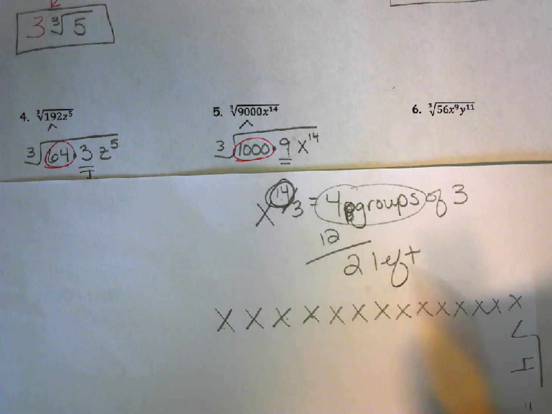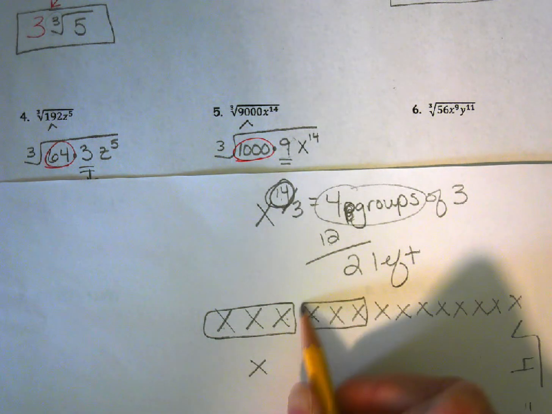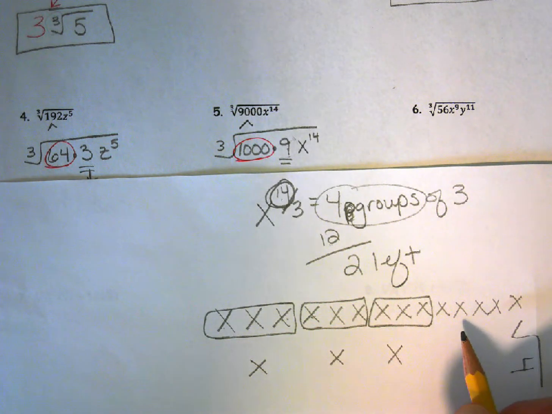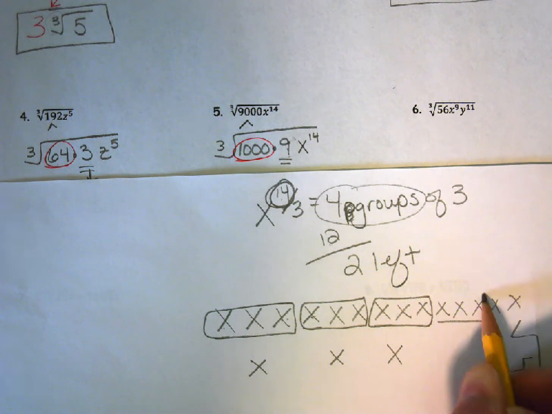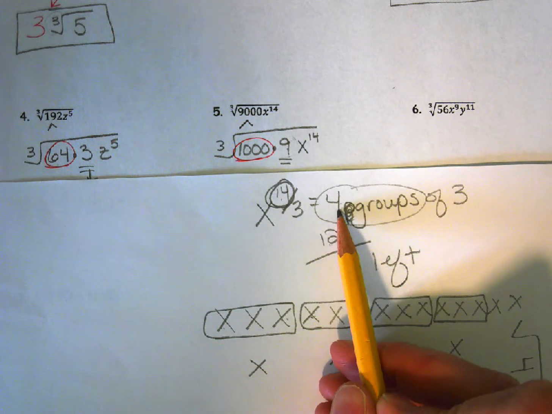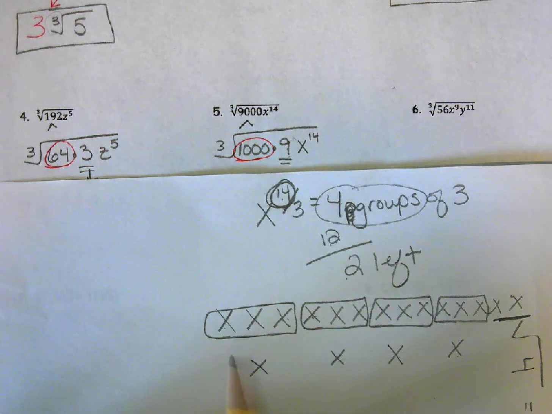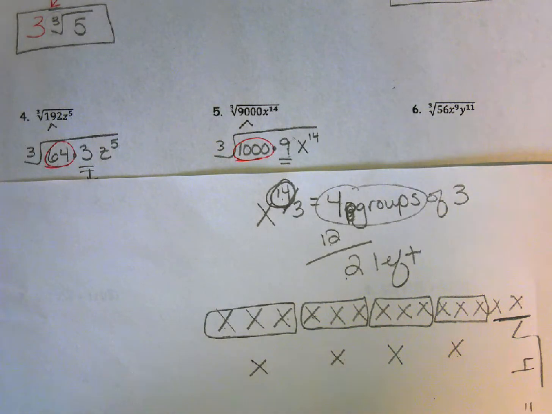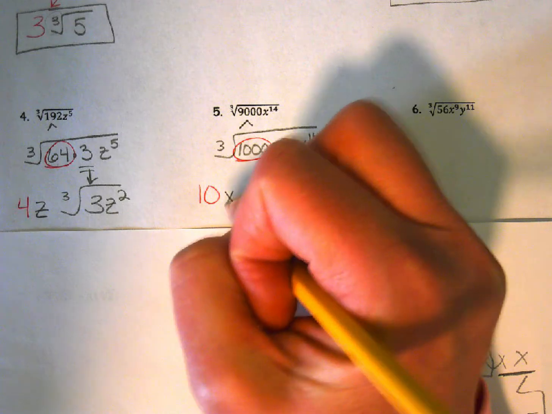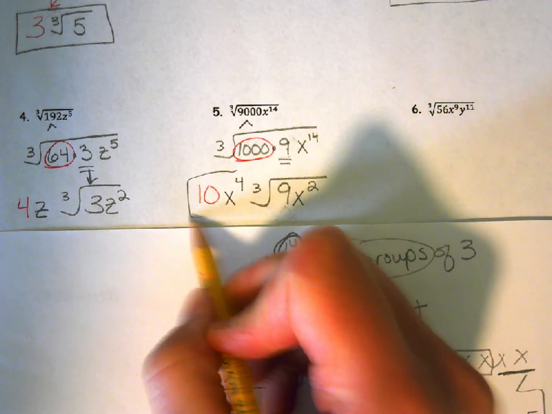And then every time you have a group of 3, you could circle it. So notice I have 1, 2, 3, 4 groups, and notice I have 2 left over. So if it helps you, just grab a scrap sheet of paper and draw these out and circle the groups. So I had 4 groups come out and I had 2 left over. And then that would be my final answer.